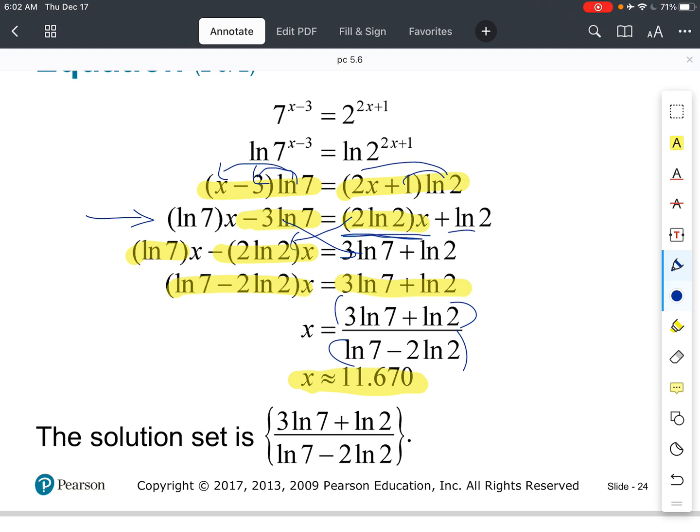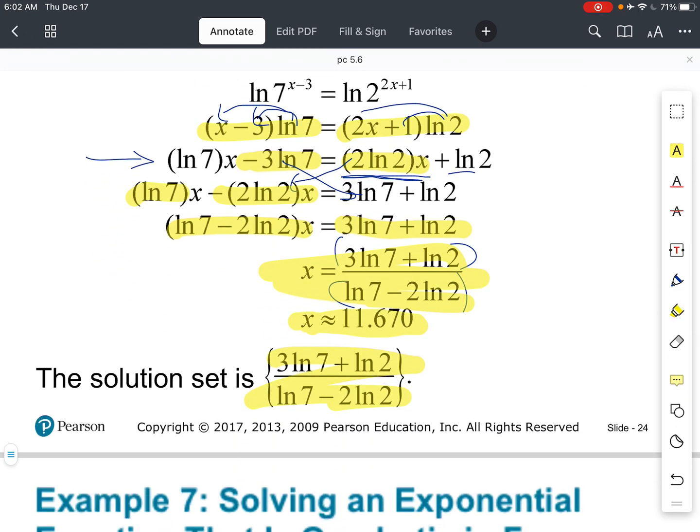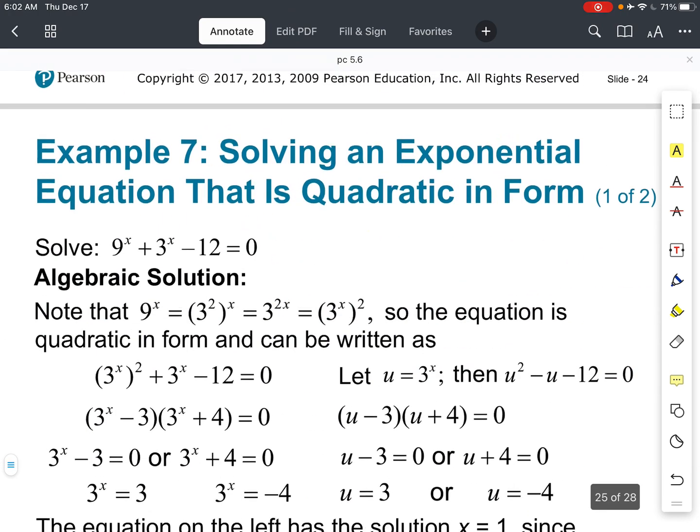Hopefully they just let you leave it like this in your homework. Oftentimes we just leave it like this, so the exact solution would be that expression. But if they have you round it, just do it out on your calculator.